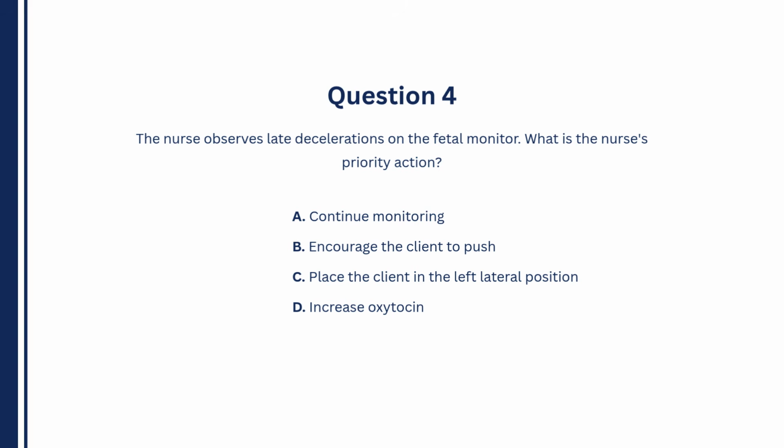Question 4. The nurse observes late decelerations on the fetal monitor. What is the nurse's priority action? It's C. Place the client in the left lateral position. Late decelerations indicate uteroplacental insufficiency. First nursing interventions include left lateral position, increase IV fluids, oxygen if indicated, stop oxytocin if infusing, and notify provider. Remember LYONS.